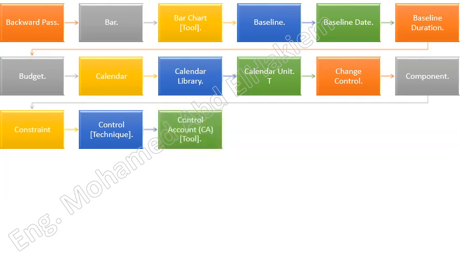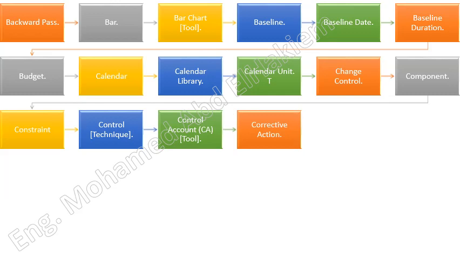Control account, CA, tool. A management control point where scope, budget, resource plans, actual cost, and schedule are integrated and compared to earned value for performance measurement. Control accounts are placed at selected management points, specific components at selected levels, of the work breakdown structure. Each control account may include one or more work packages, but each work package may be associated with only one control account. Each control account is associated with a specific single organizational component in the organizational breakdown structure, OBS. Previously called a cost account, see also work package.